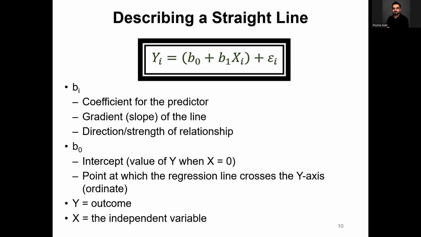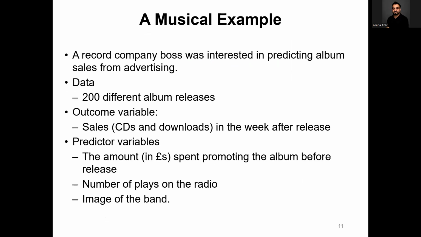If we have a multiple linear regression, we will have just one outcome variable. We will have just one b0, but we will have multiple betas and x's in this equation, and we will have an error term.